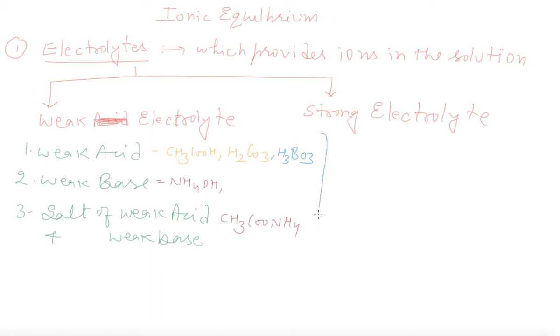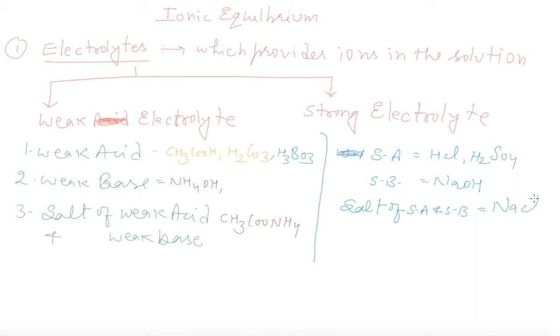And now, strong electrolyte: strong acids. Strong acids are like HCl, H2SO4, and strong bases like NaOH. Salt of strong acid and strong base, like NaCl. So this is what electrolytes are, my dear students. Weak electrolytes are weak acid and weak base, and strong electrolytes are strong acid and strong base.